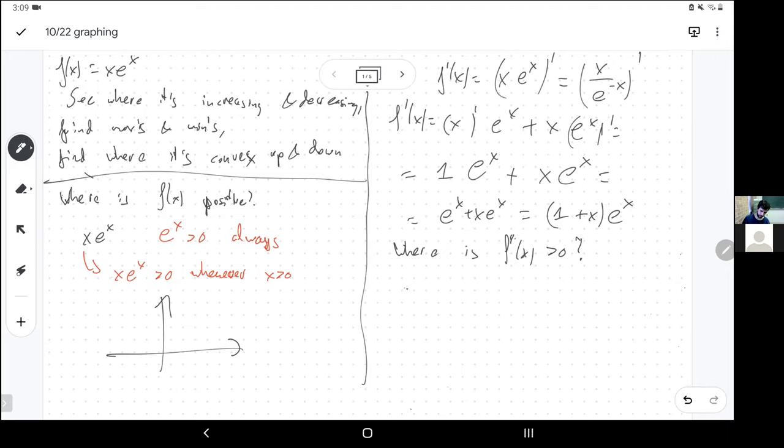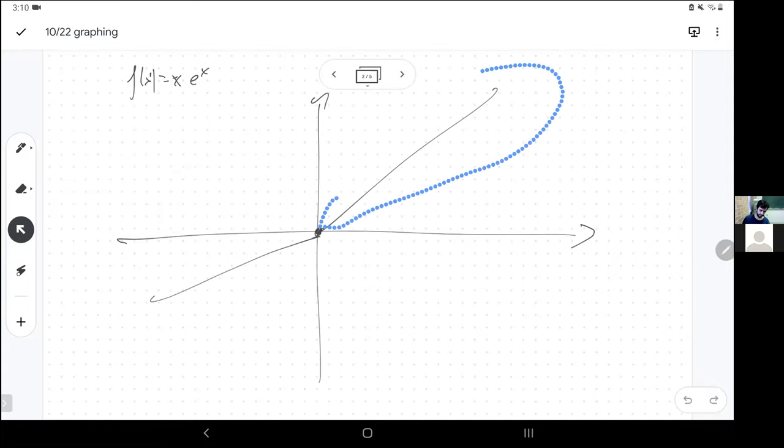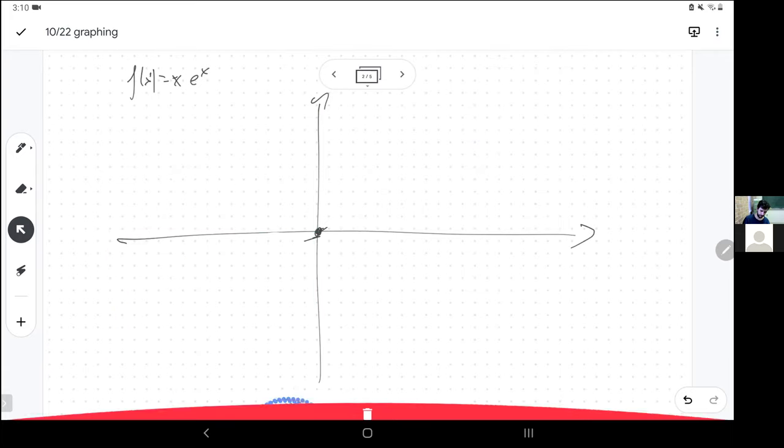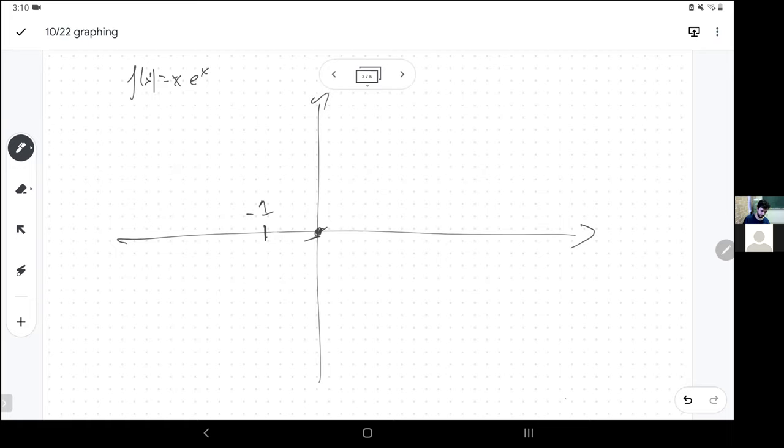This is positive. Well, again, e to the x is always positive, so it's positive exactly when the other factor is positive. And the other factor is positive whenever x is bigger than negative 1. And there's a critical point at negative 1. So that's what I know. So if I take negative 1 here, I know that on this side of this line, the derivative is positive, and on this side, the derivative is negative. And I know that here the function is positive, and here the function is negative.